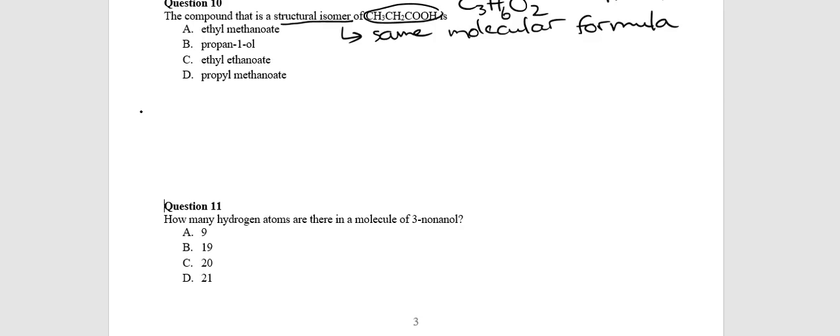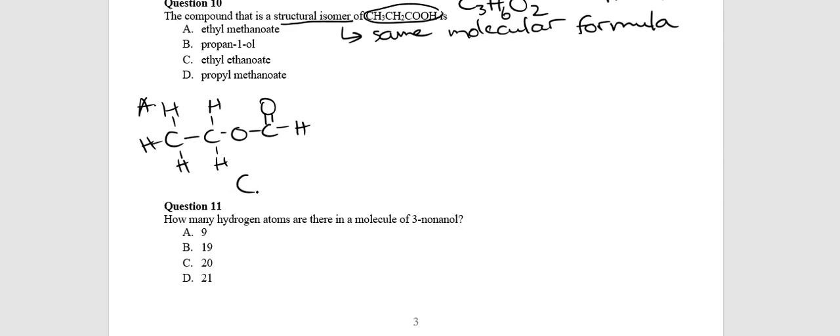So A, ethyl methanoate, is an ester. I'm going to draw it out, and hopefully you get better at this as you do more practice. So you have a C double bond O, and then you have a single bond. There's one hydrogen, one here, 1, 2, 3. Anyway, it looks good. A is the answer. You know B is wrong because an alcohol only has one oxygen.